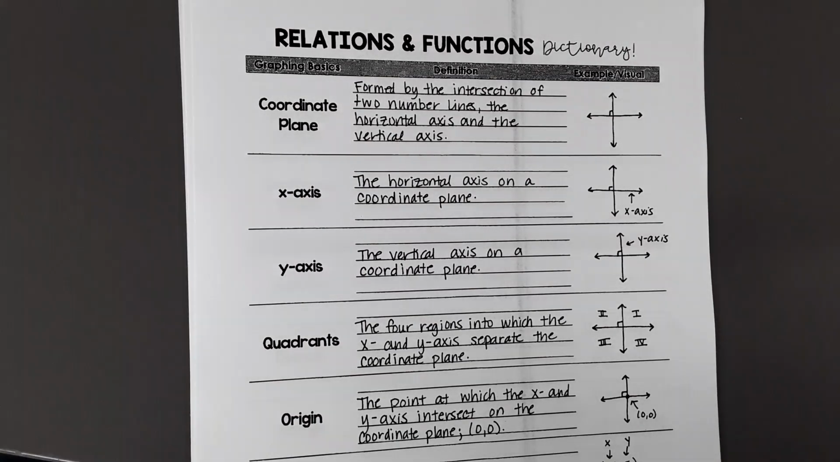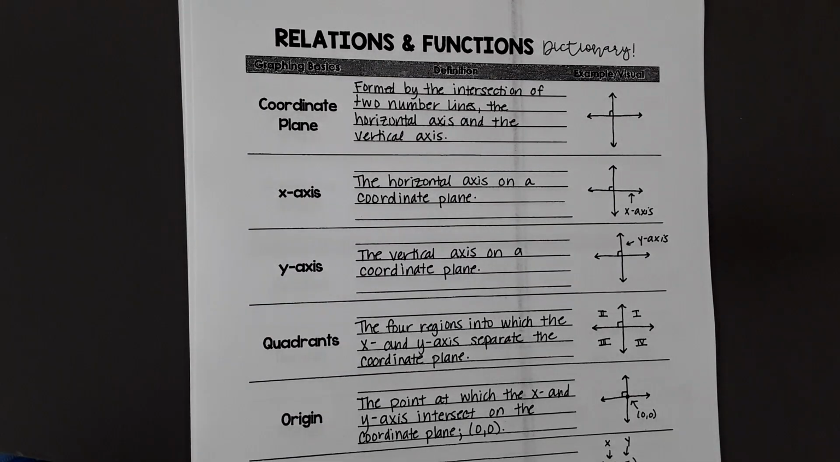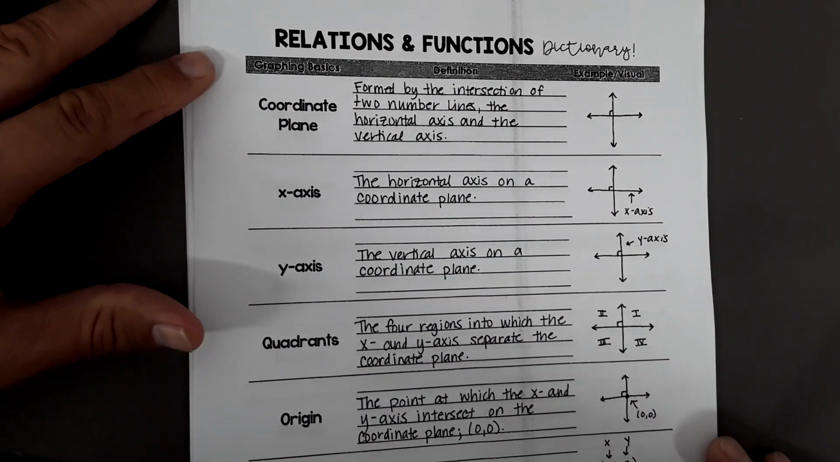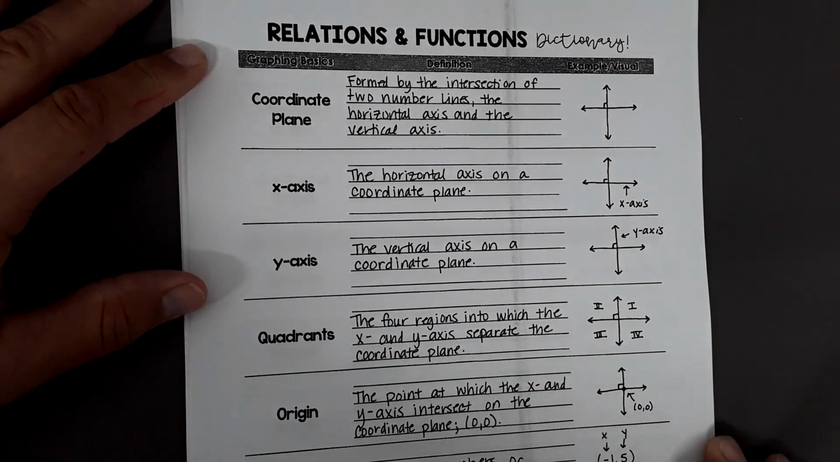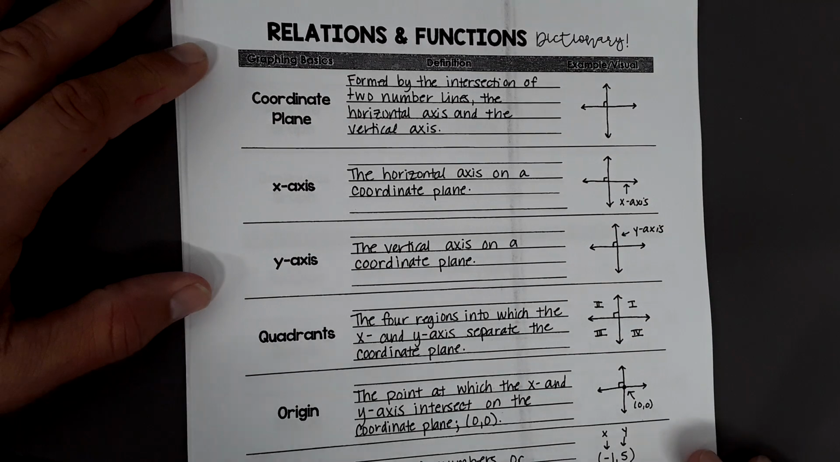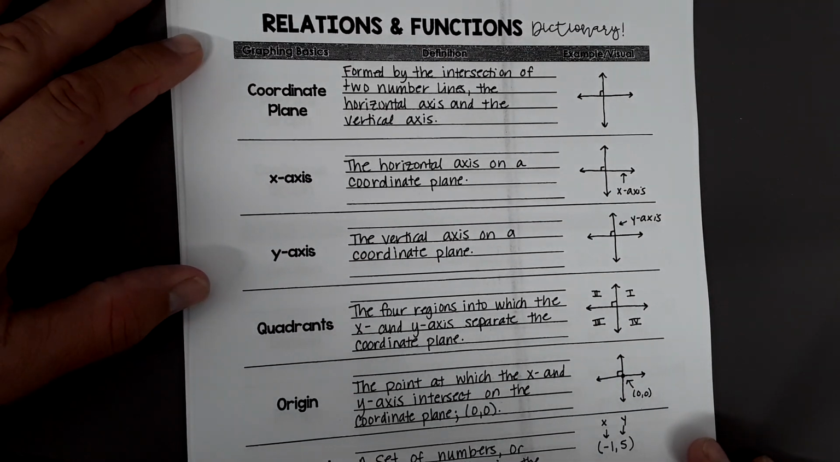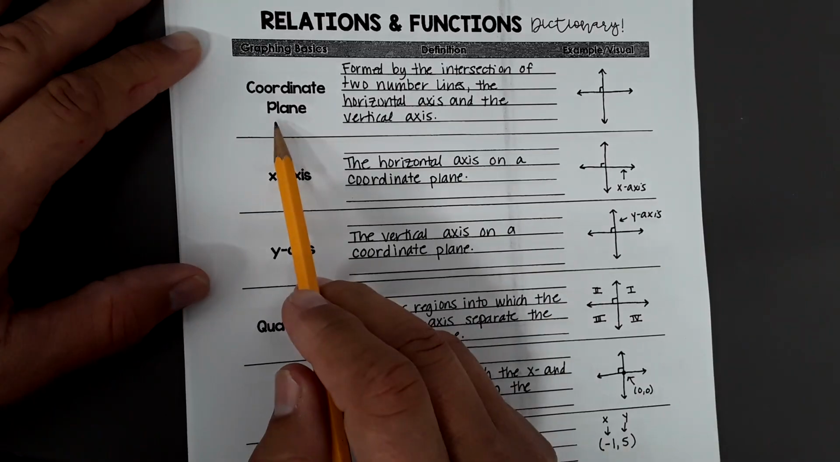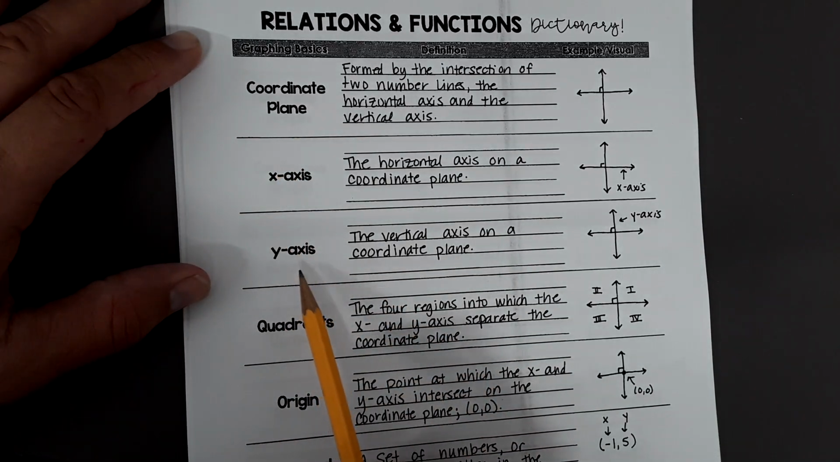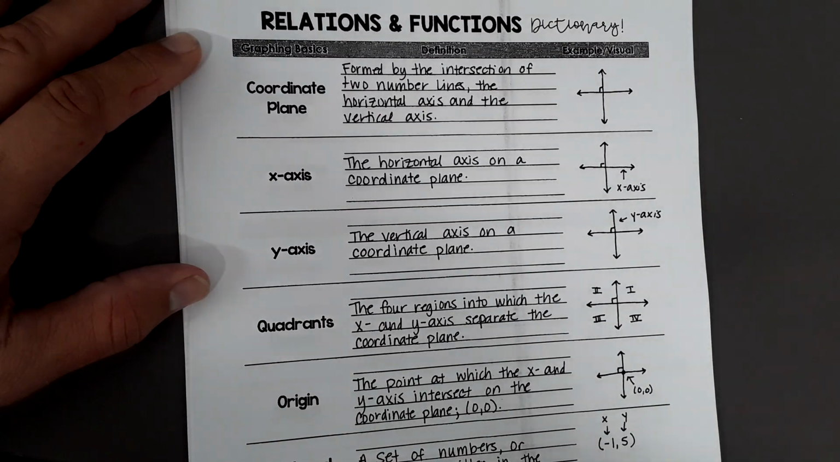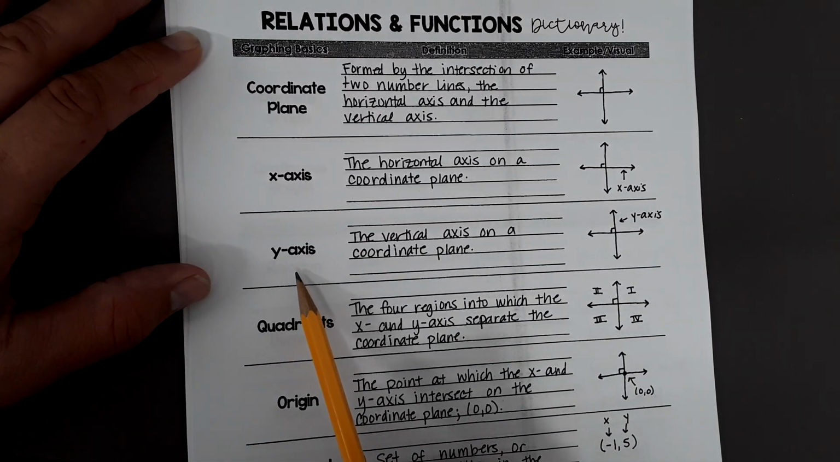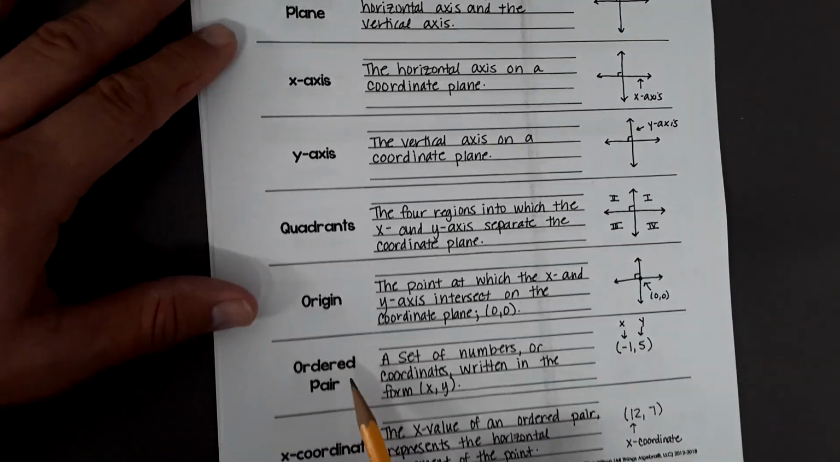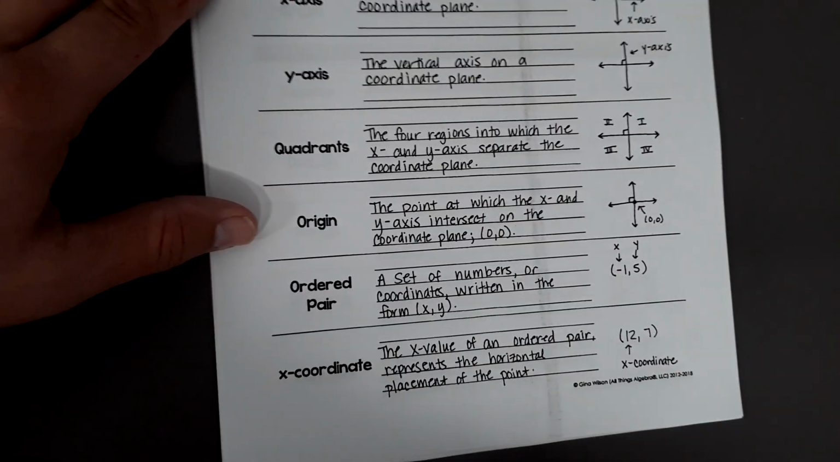Okay, this is the video instruction for assignment 13, and with this lesson we are going to have a lot of new vocabulary. So rather than you watching me write down all of these vocabulary words, I'm going to let you pause the video and write down and define all of these words: coordinate plane, x-axis, y-axis, quadrants, origin, ordered pair, x-coordinate.